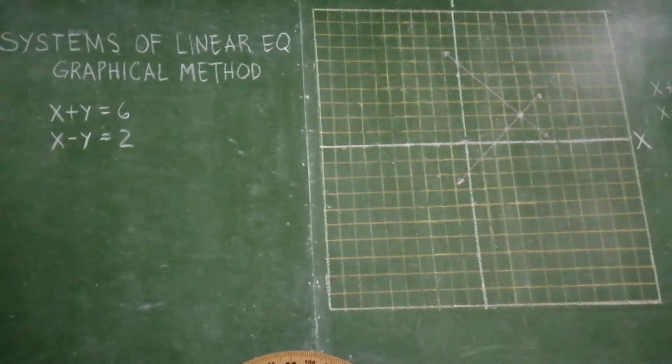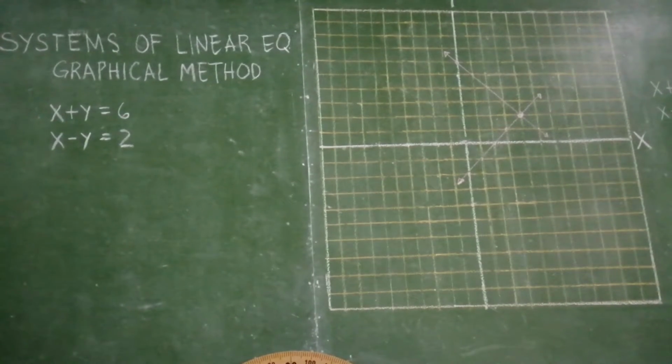So, graphical method this time. If you have two linear equations, you are going to graph them and find the point of intersection of these lines. The coordinates of that point is the solution set.